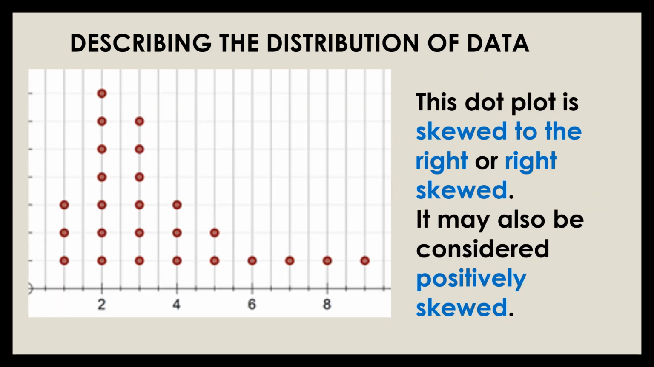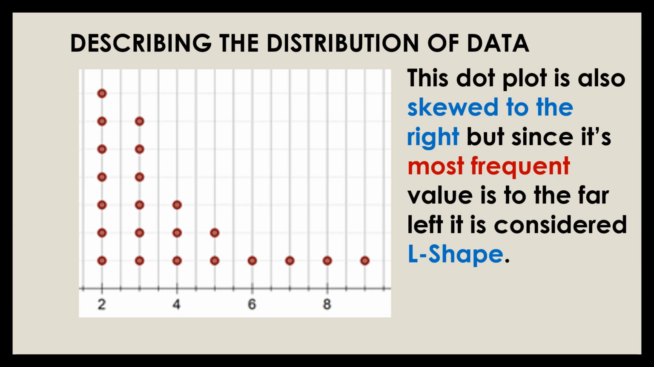This distribution is skewed to the right, or right skewed. It may also be considered positively skewed. So there are 3 different terms you may come across as you're watching videos or looking in your textbook. All 3 of those would be considered correct if you had to name a distribution that looks like this.